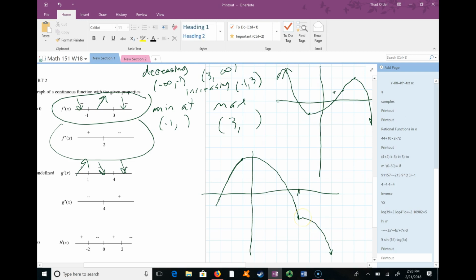Nope, can't go like that. Okay, so let's check and make sure. So the first derivative, it's going up until here. Looks like it went a little bit beyond that. So it's going up until here. And then it went down. Okay, so it's going up, then it went down and kept going down.